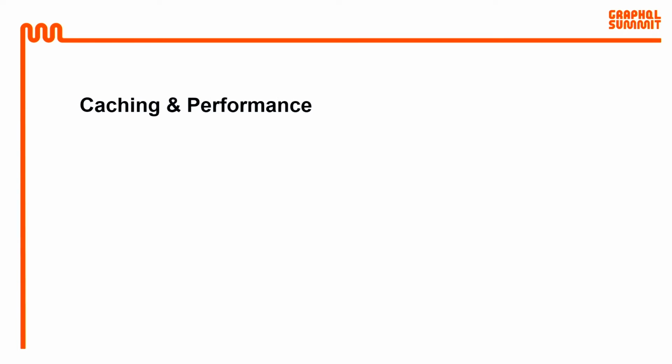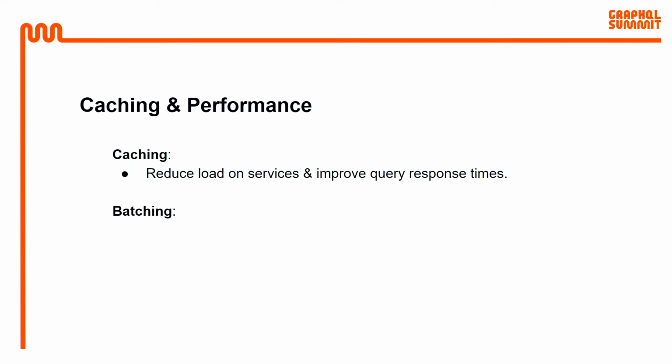Caching and performance. So consider implementing caching and batching at the gateway layer to enhance your systems and alleviate the workload on individual services. Caching enables the storage and retrieval of frequently accessed data, reducing the need for services to repeatedly process the same queries. As a result, query response times are improved, leading to a more responsive and efficient system. So also you can consider caching and batching at the gateway layer to enhance system performance and efficiency.